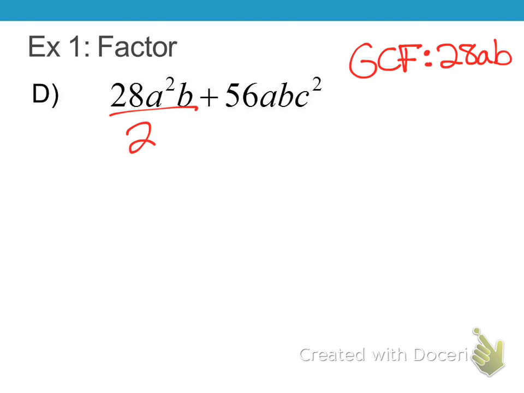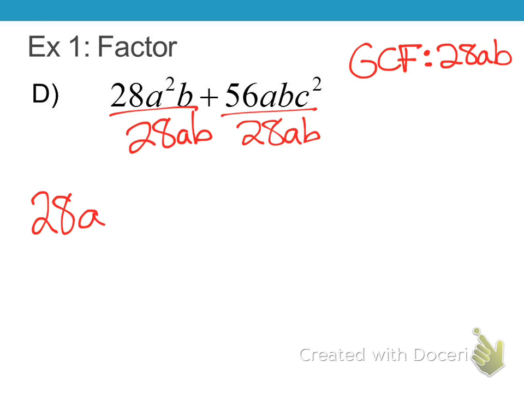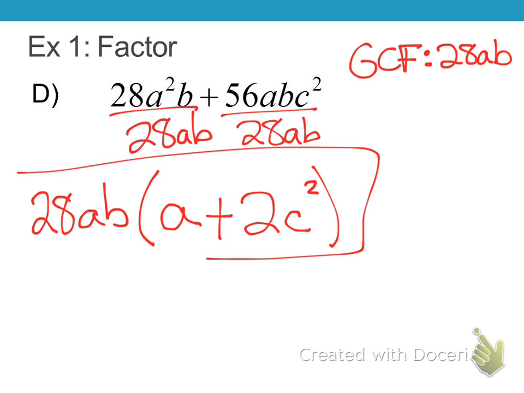All right, so I'm going to go and divide each of these terms by 28AB. What's 28 divided by 28? 1. A. Good. So I'm just going to write it. Plus 2c squared. Good.